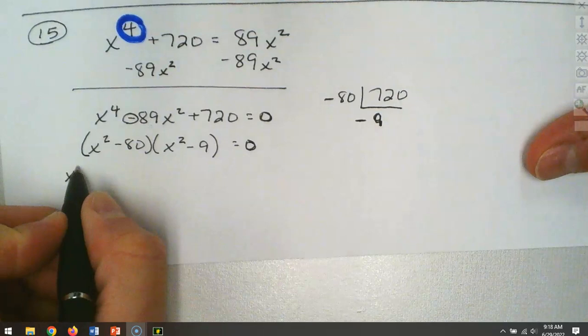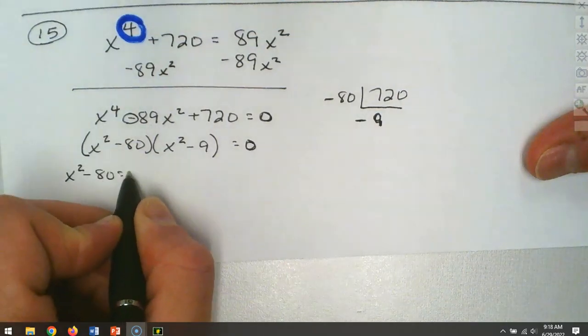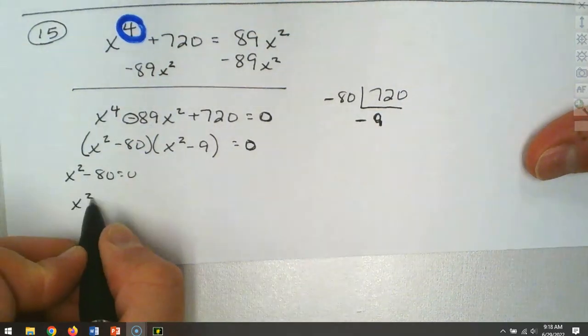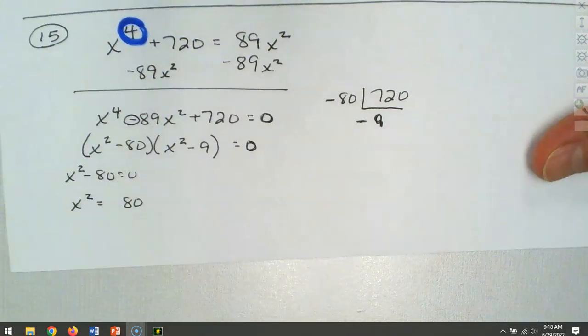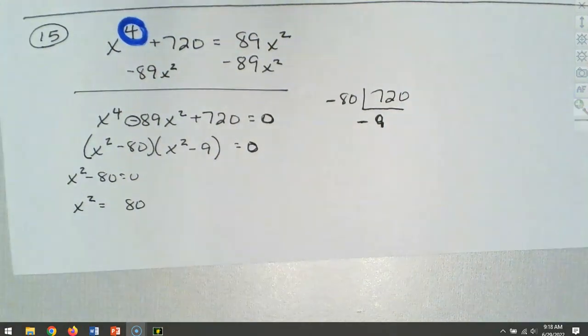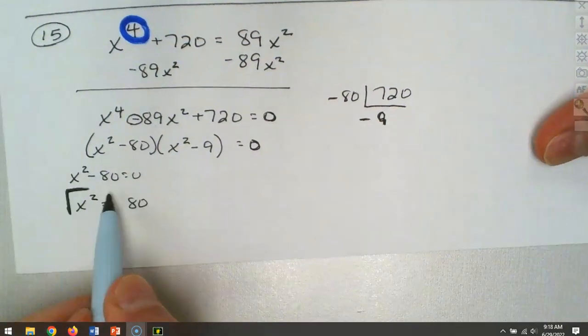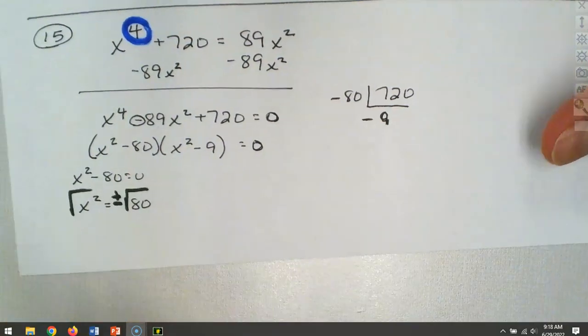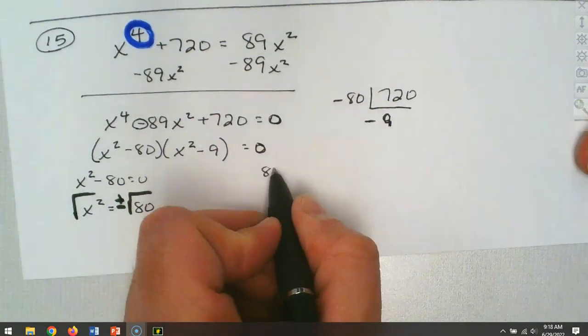And so the first one is x squared minus 80. And moving that over, that's x squared that equals 80. It's not an x anymore, it's an x squared. So we use our square root property to get rid of the x squared. And then we may need to factor 80 down. So let's see how we can factor 80 down.